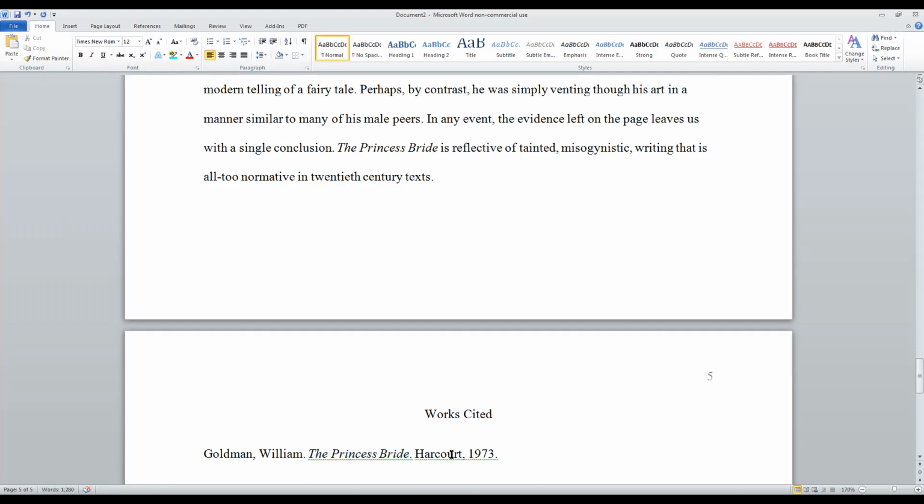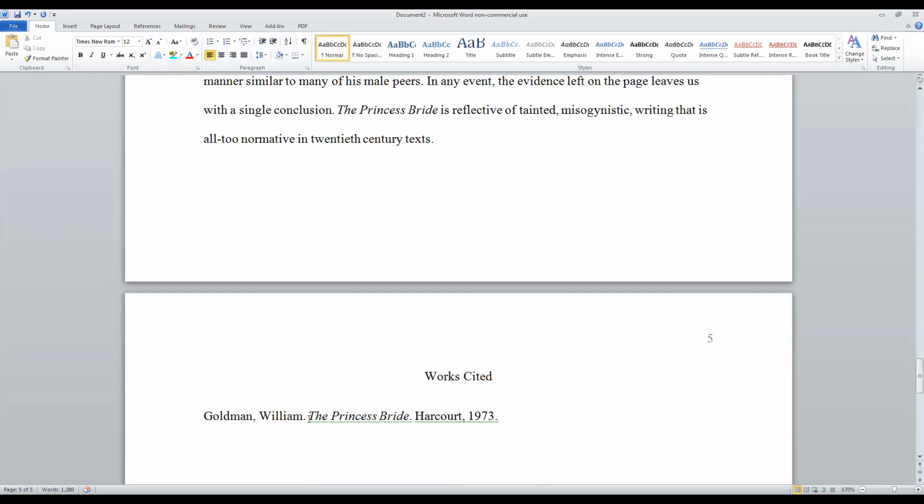So that's my edition. Your edition may be published by a different publisher or the original publisher, and so forth. So we've got his last name, then his first name, period, the title, italicized, period, the publisher, comma, and then the date of publication or the date of original publication, 1973.